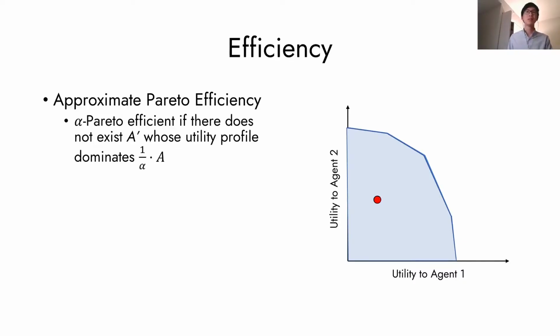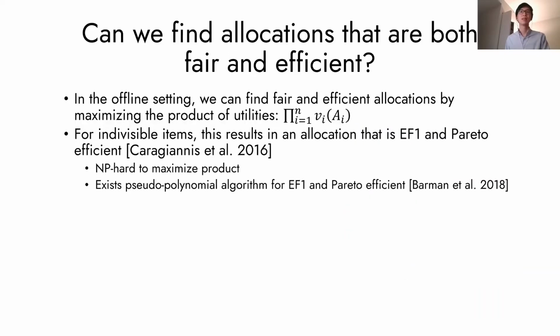Now, we also use a notion of approximate Pareto efficiency. For example, consider an allocation that achieves the utility profile of the red dot. If we scale the utilities by a factor of 2, the new utility profile is Pareto efficient, so we call it 1/2 Pareto efficient. The natural question now is if we can find allocations that are both fair and efficient. Now, in the offline setting, we can achieve this by just maximizing the product of agent utilities.